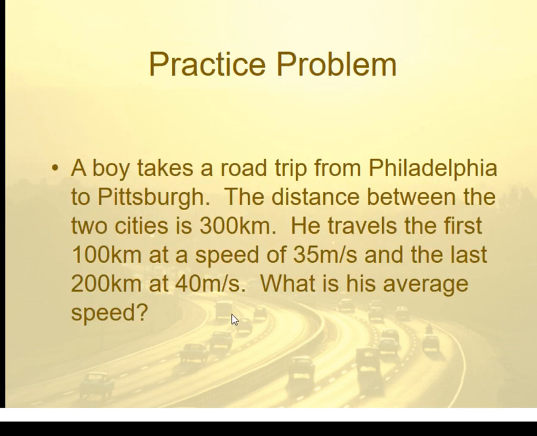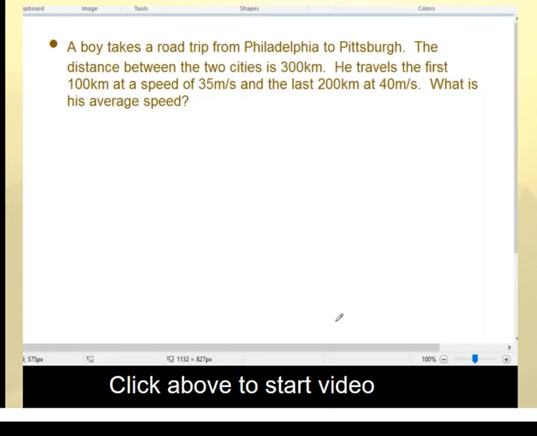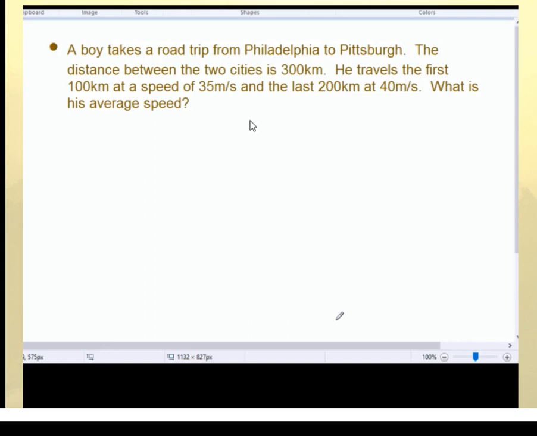So let's look at a practice problem here. We've got a boy taking a road trip to Pittsburgh. Let's see how we can solve that. As we do this problem, I'm going to think out loud to kind of show you what my thought process is for solving physics problems. So a boy takes a road trip from Philadelphia to Pittsburgh, and the distance between the two cities is 300 kilometers. Well, I'm going to write that down. That sounds like a good thing to write down. D equals 300 km. Don't forget to label stuff.